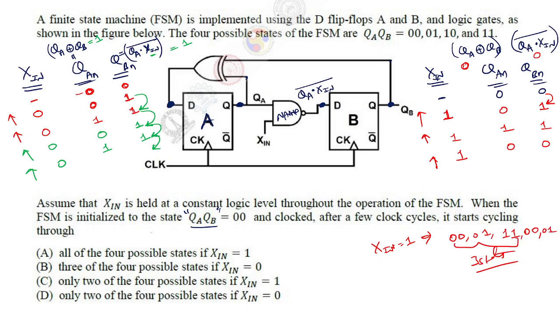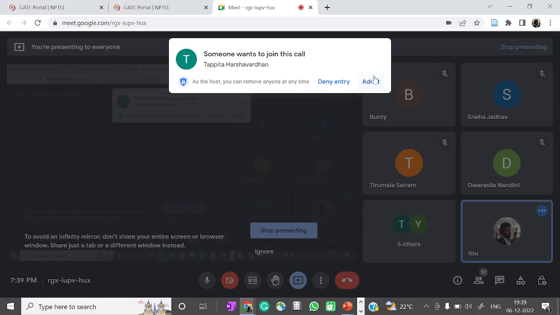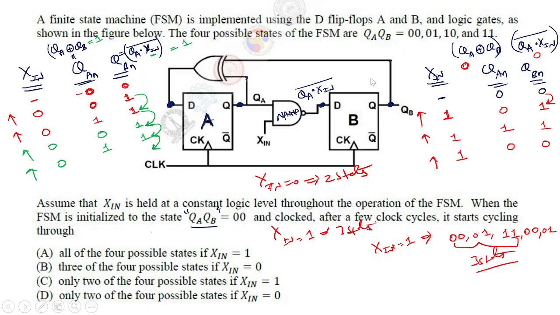So if I take X in equal to 0, 2 states are repeating. If I take X in equal to 1, 3 states are repeating. So I choose the right answer accordingly. All of the 4 possible states, X in equal to 1? No.